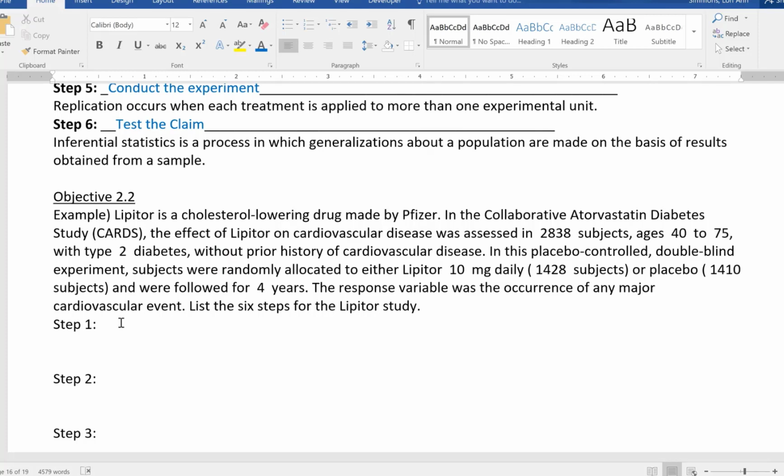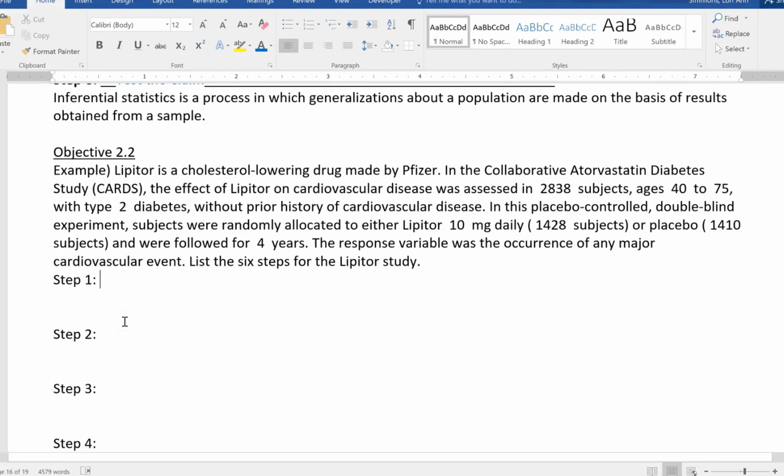Moving on to an example, let's follow these steps. Lipitor is a cholesterol-lowering drug made by Pfizer. In the CARD study, the effect of Lipitor on cardiovascular disease was assessed in 2,838 subjects ages 40 to 75 with type 2 diabetes without prior history of cardiovascular disease. In this placebo-controlled double-blind experiment, subjects were randomly allocated to either Lipitor 10 milligrams daily or placebo, and were followed for 4 years. The response variable was the occurrence of any major cardiovascular event.